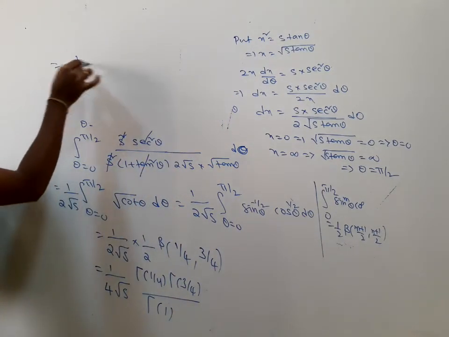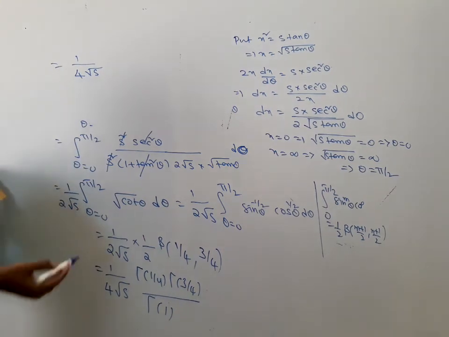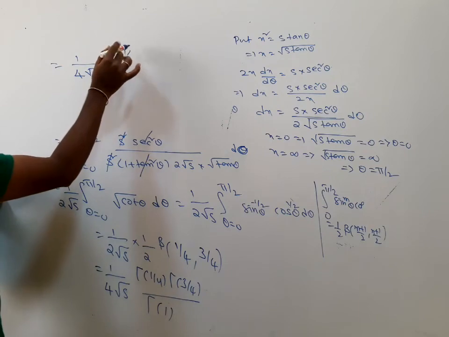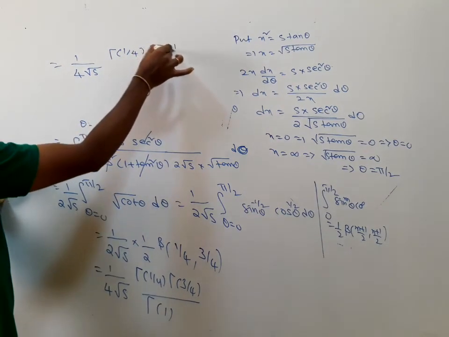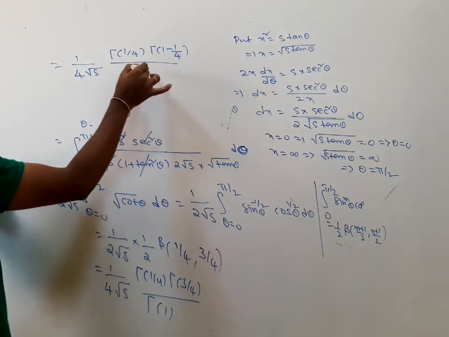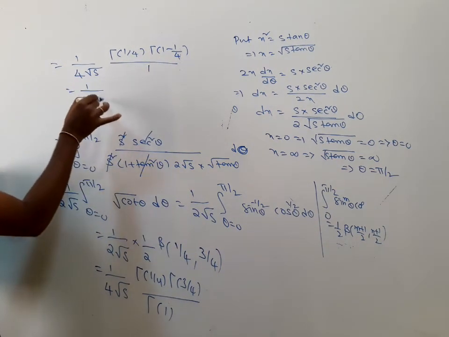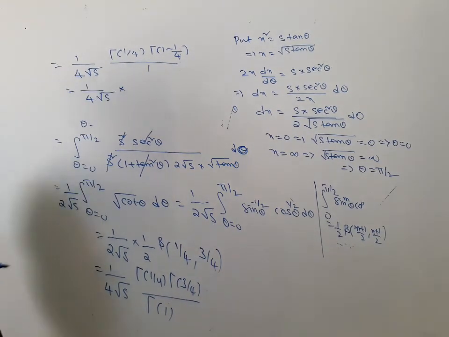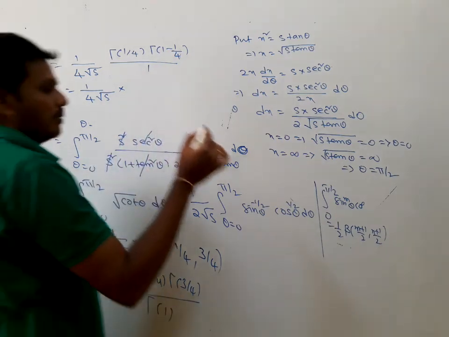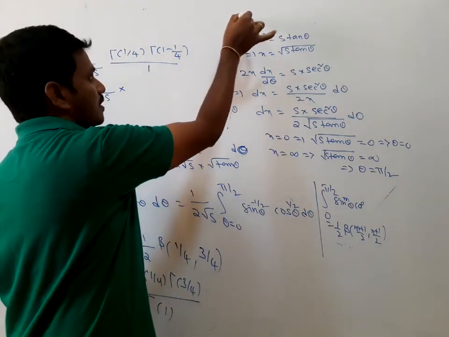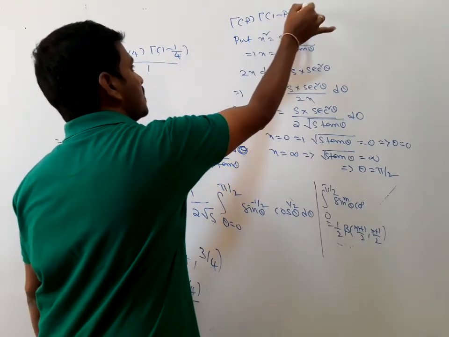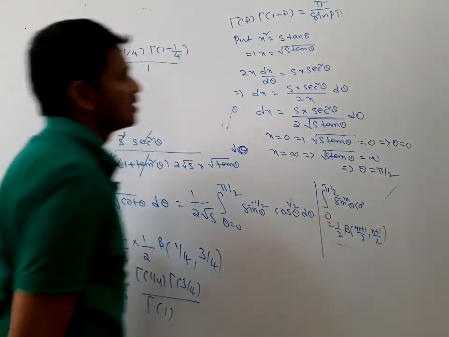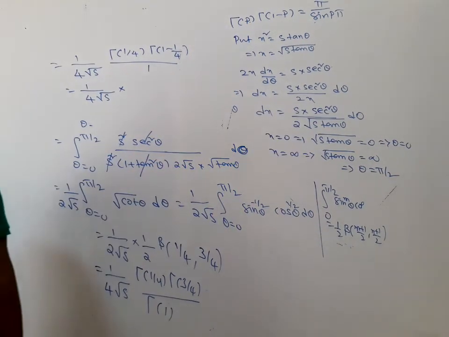which is 1 by 4 root s. Here gamma of 1 by 4 into gamma of 3 by 4, that is 1 minus 1 by 4, divided by gamma of 1 which is 1, so we have 1 by 4 root s into gamma of 1 by 4 gamma of 3 by 4. We have one property here: gamma of p into gamma of 1 minus p is equal to pi divided by sin p pi.